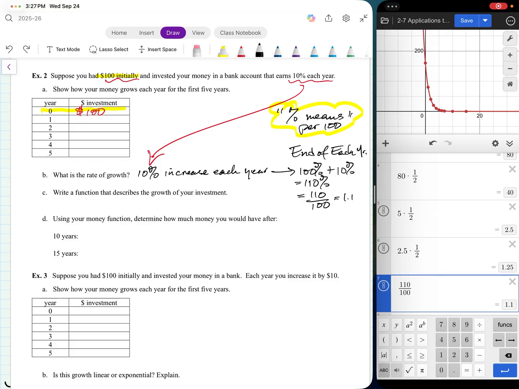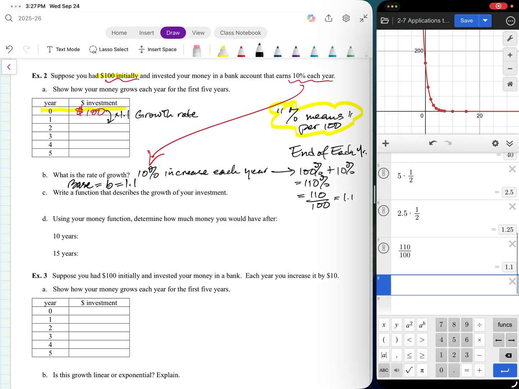Let's make it simple. So the growth rate, your base, B, is 1.1. So we need to multiply this by 1.1. That's your growth rate. So let's do that. Let's go to our calculator. Let's enter in $100 and multiply by 1.1. And notice we have $110 after 1 year.